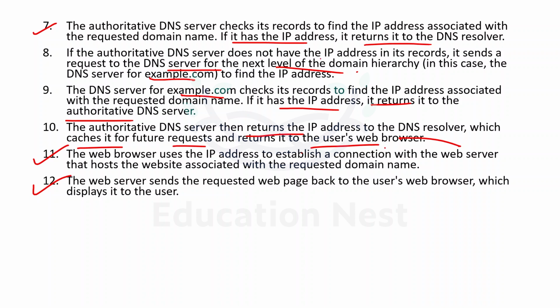If the authoritative DNS does not have the IP address, it will send the request to the DNS server for the next level domain in the hierarchy, that is example. Okay, then the DNS server for example.com will check its record to find the IP address, and if the IP address is found, it will be returned, and the authoritative DNS server will return it to the DNS resolver, and the DNS resolver will send it to the web browser. So that is the entire process that we have over here.